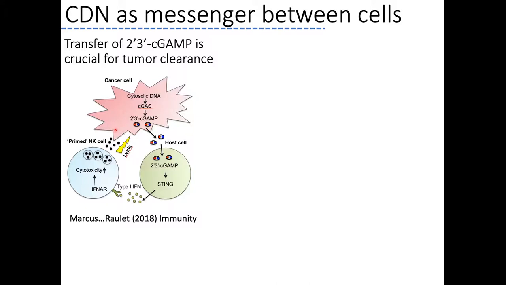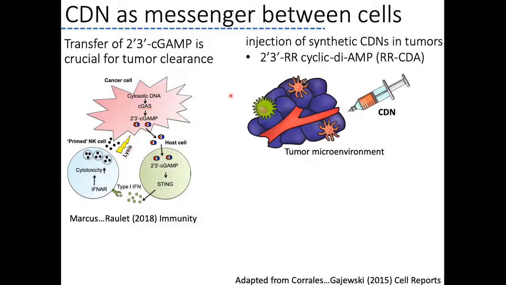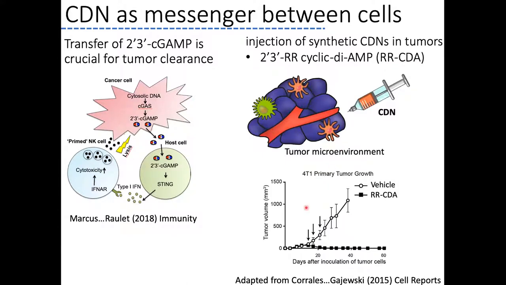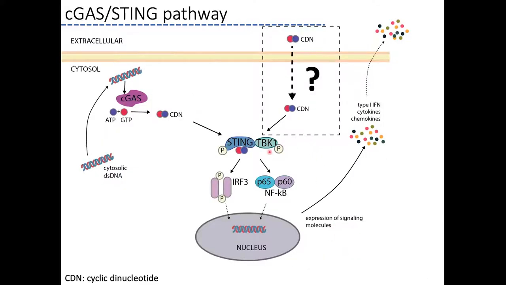Now, certain tumors do not produce enough of these cyclic dinucleotides. In those cases, you can inject synthetic versions of CDNs directly into the tumor microenvironment. One example I'm going to be talking about is 2'3' RR cyclic di-AMP. And for the sake of simplicity, I will refer to that as RRCDA. Injecting RRCDA into the tumor microenvironment will induce an immune response that will clear tumors, and in this case, 41 tumors are completely gone upon injection. So in both cases, STING responds to cyclic dinucleotides from the extracellular environment.